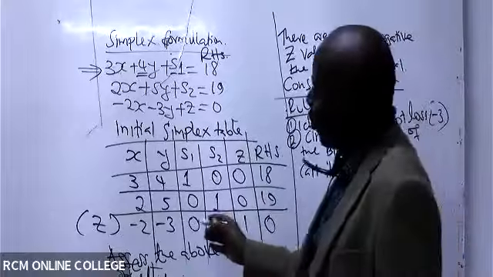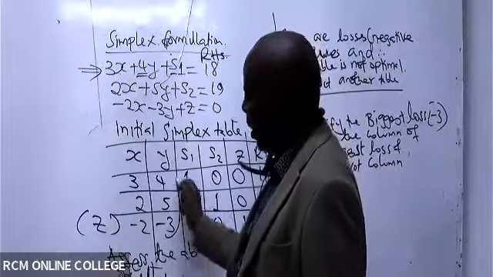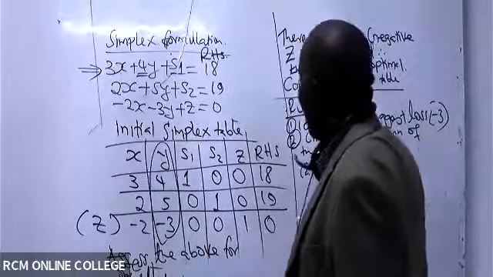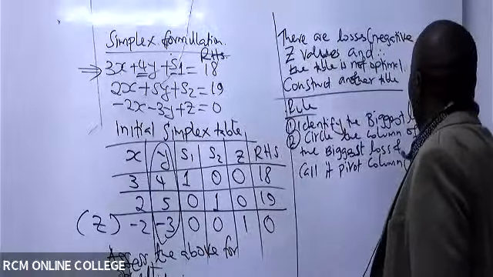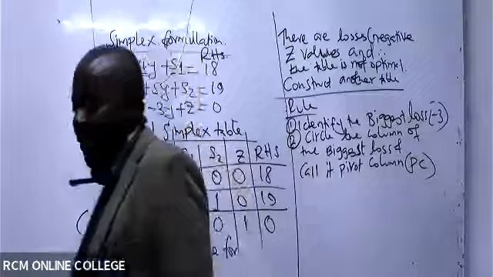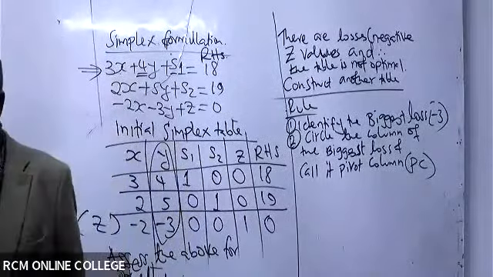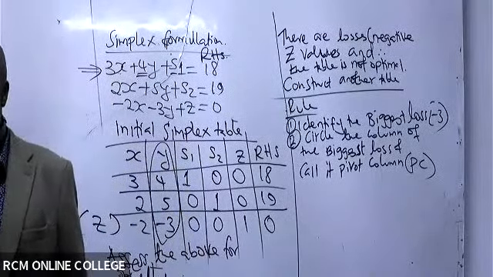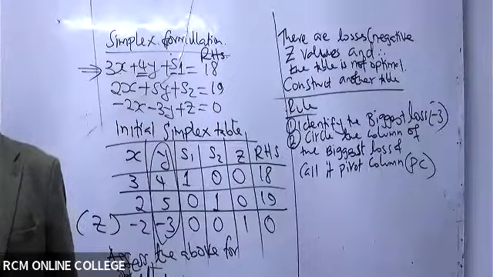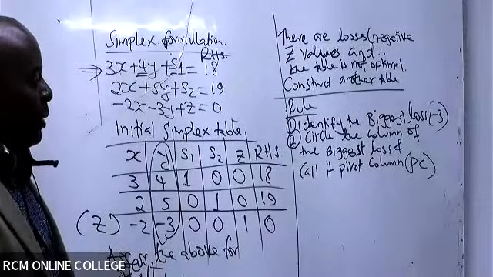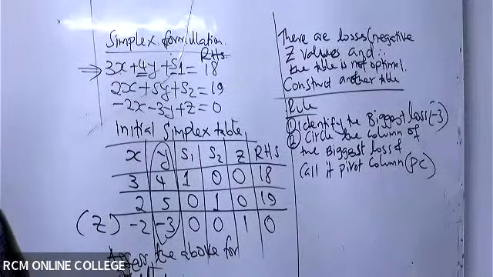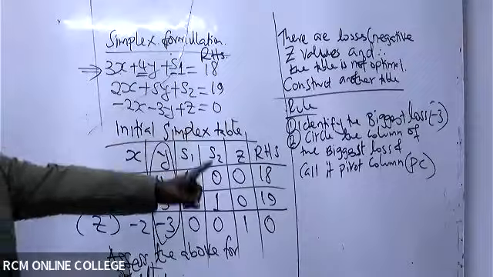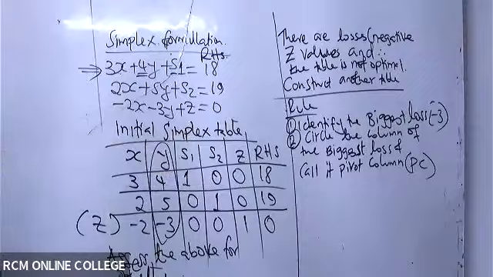So this is the column of the biggest loss. Circle it up. Call it the pivot column, which we shall be abbreviating as PC. Let me know whether you have been able to write up to there. Second rule. If you've been able to write up to here, yeah, so there we are okay.